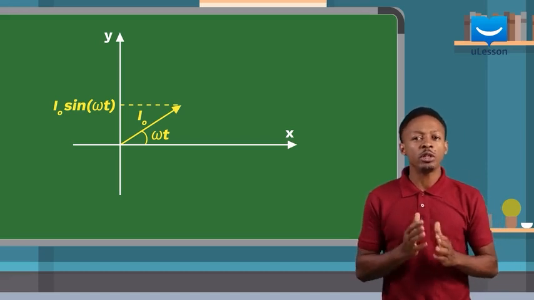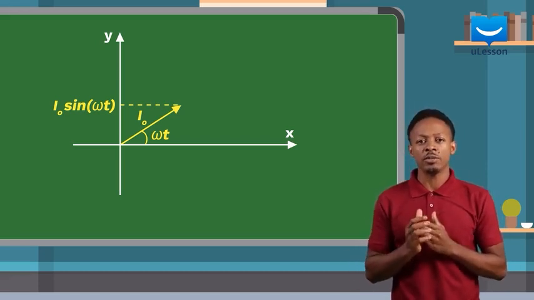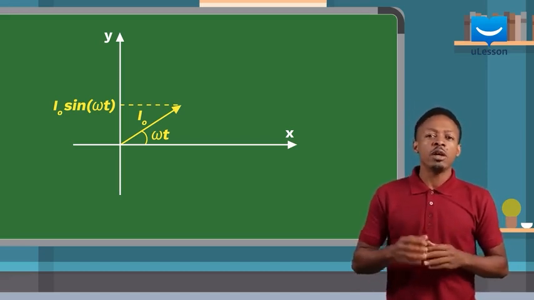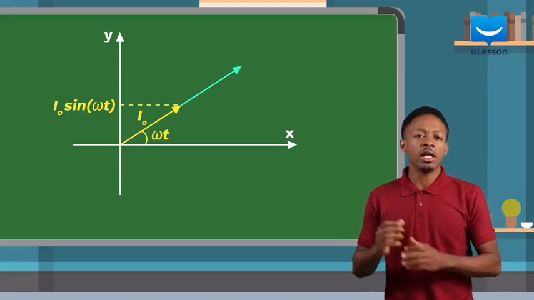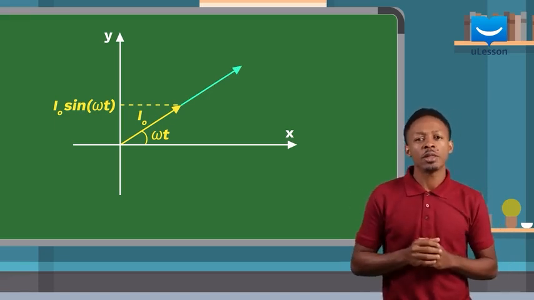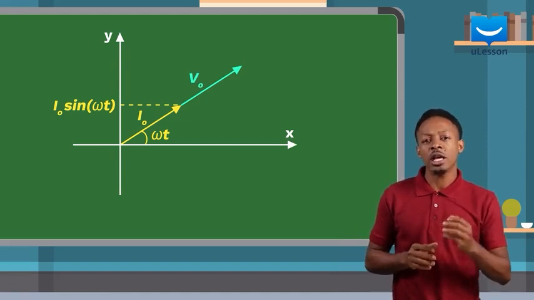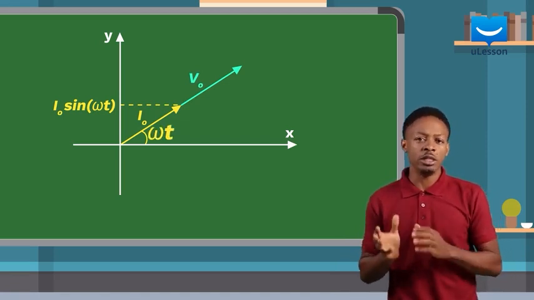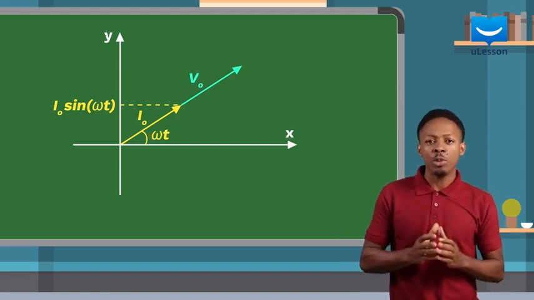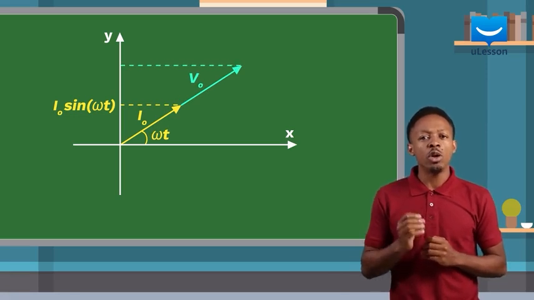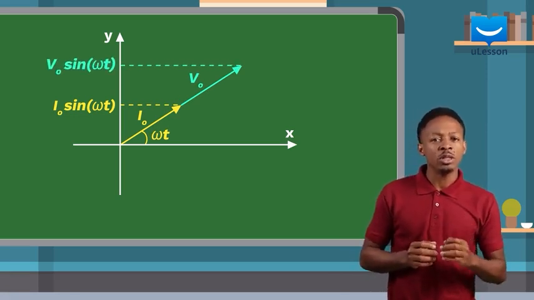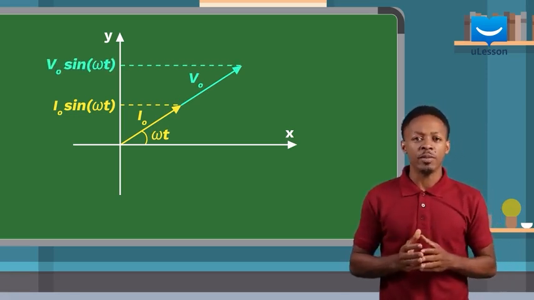Now let's draw the phasor diagram for the voltage. We know that the voltage is in phase with the current. So we're going to have a phasor diagram that looks like this for the voltage. The phasor has a length V naught at the same angle omega t. The y component of this vector will be equal to V naught sine omega t.